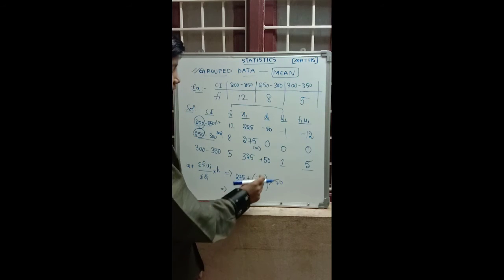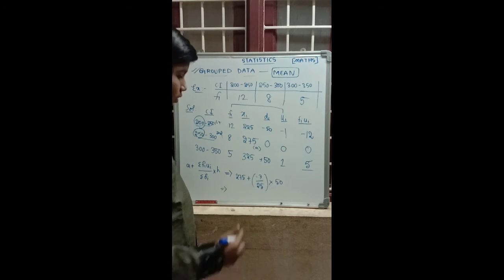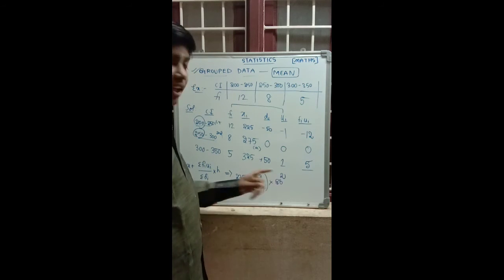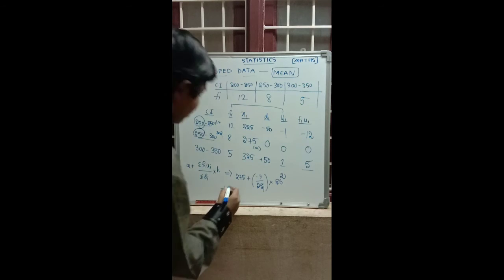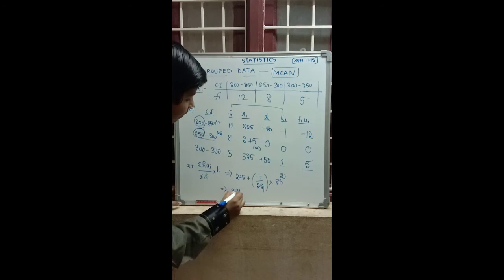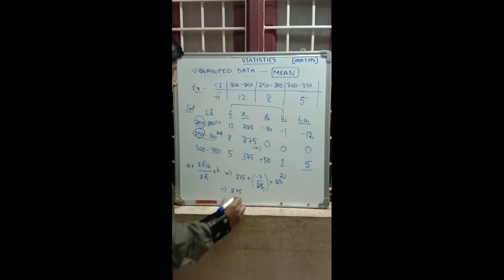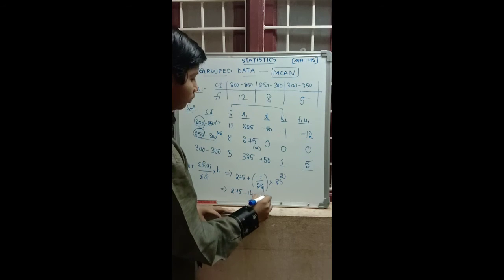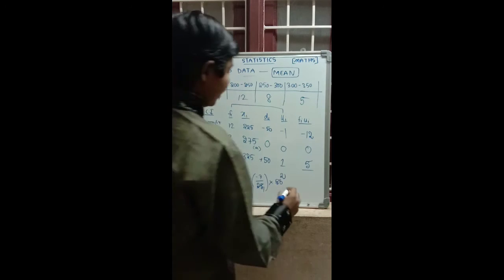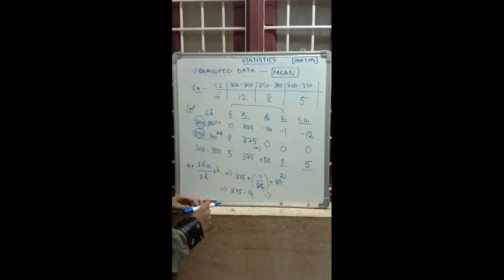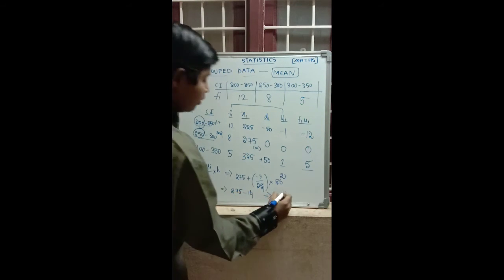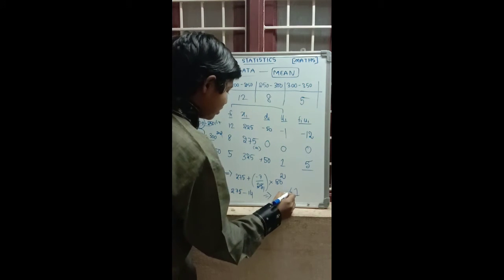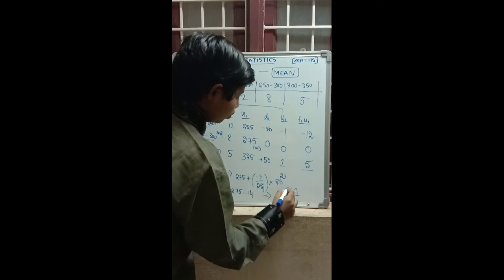275 plus minus 7 by 25 into 50. 25 ones are 25, 25 twos are 50, so we can cancel here. 275 plus into minus will come. 7 into 2 is 14. 275 minus 14, which is 5 minus 4, it is 1. 7 minus 1, 6. 2 minus 0, 2.